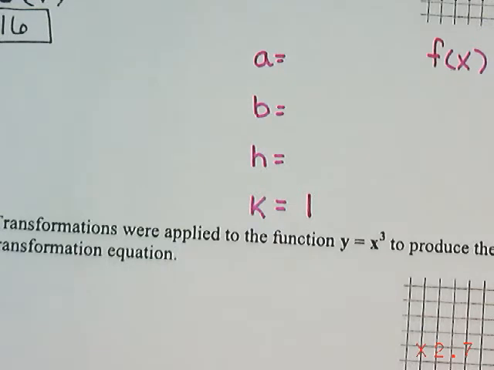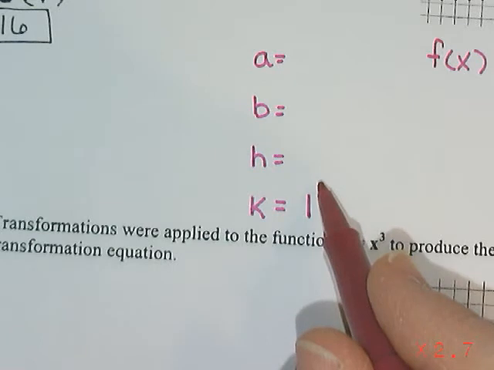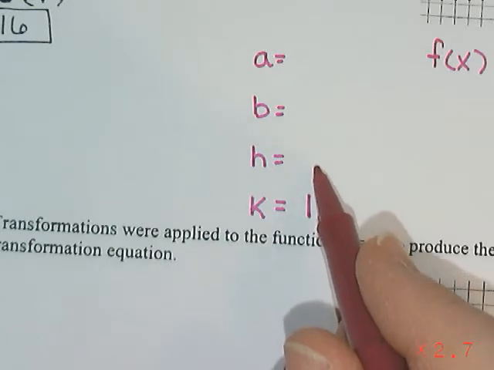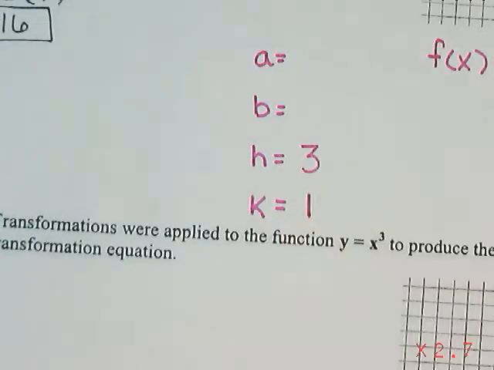The phase shift, that's the left and right part, is -3. Now that would be my H because H moves it left and right. And it's always opposite what you would think. So since my phase shift is -3, my H value is going to be +3.